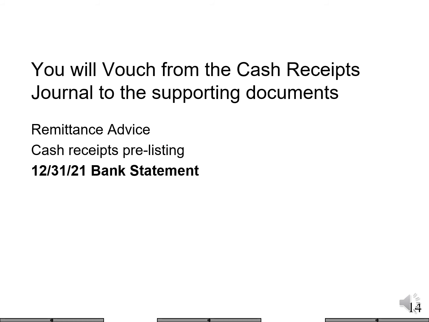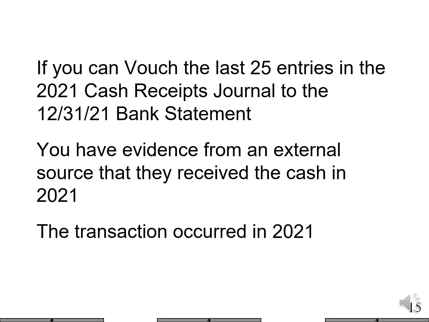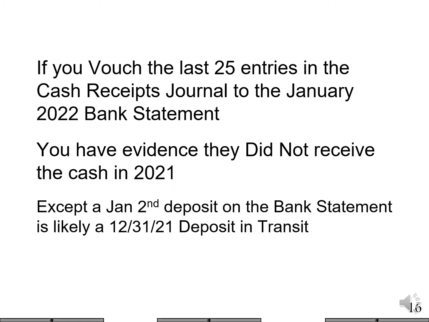We're going to vouch from the cash receipts journal to the bank statements. If you can vouch the last 25 entries in the December 21 cash receipts journal to the December bank statement, you have evidence from a third party that they received the cash in December. If you vouch the last 25 entries in the cash receipts journal to the January bank statement, then you have evidence that they did not receive the cash in 2021. They didn't receive it until January of 22.